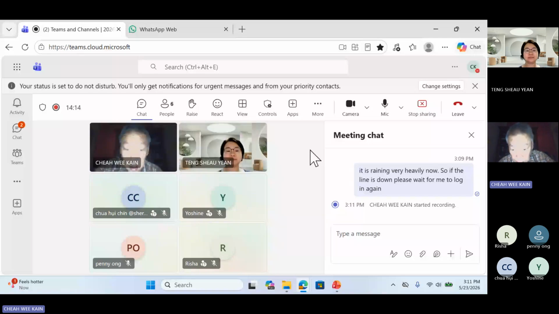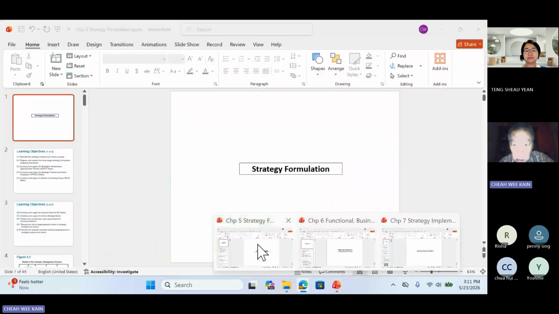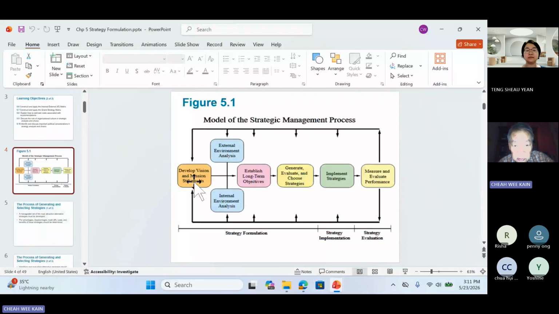Now we want to do chapters 5, 6, and 7 today. These are not so important chapters, because the very important one, where I spend a lot of time, is the vision data analysis, whether it's external data analysis of the environment or data analysis of the internal environment. So today we're going to do strategy formulation.